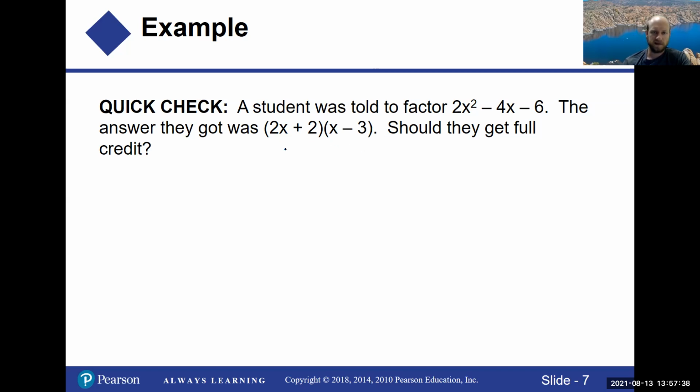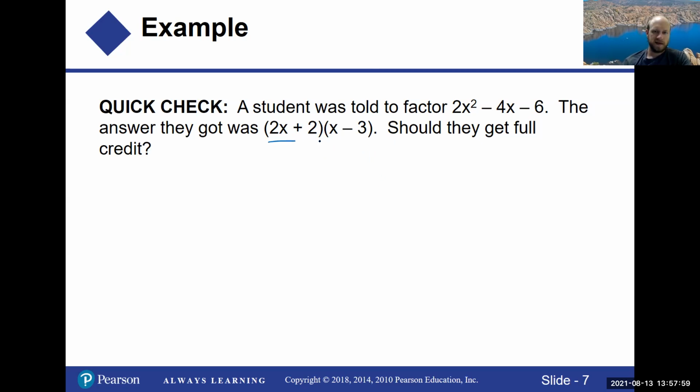Well, is that wrong? So that is 2x times x is 2x squared. 2x times negative 3 is negative 6x. 2 times x is 2x, so negative 6x plus 2x is negative 4x. And then 2 times negative 3 is negative 6. So that is correct. But should they get full credit? Why not?